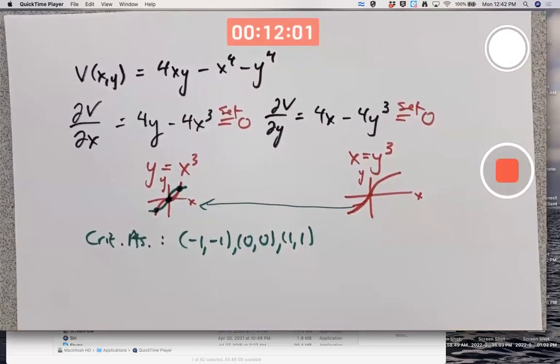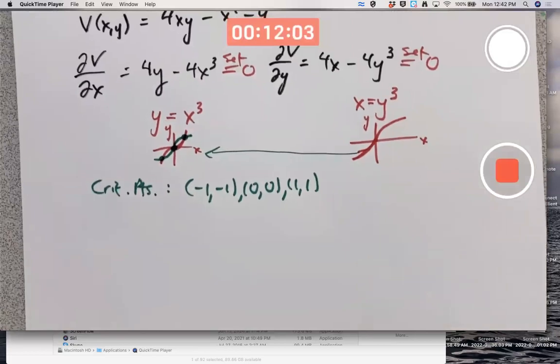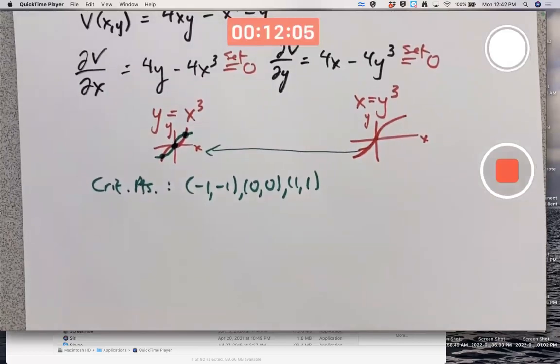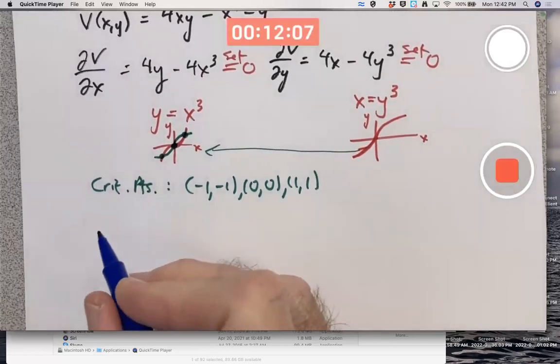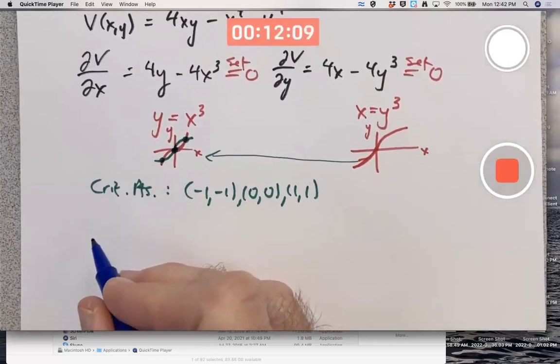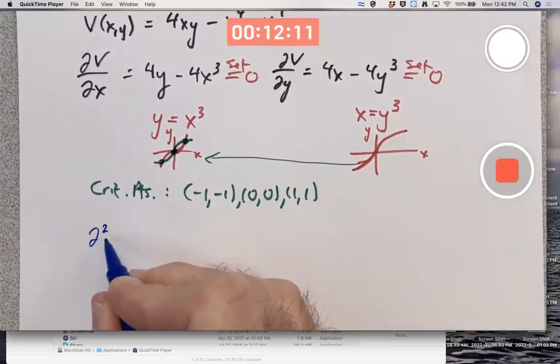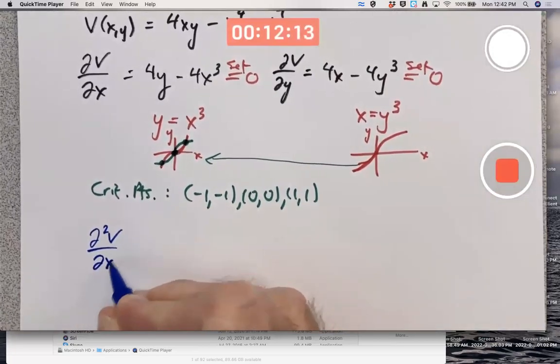You take what are called second order partials now. This is worthwhile. Keep this in mind for differential equations in linear algebra. Take second partial derivatives. Differentiate with respect to x twice.